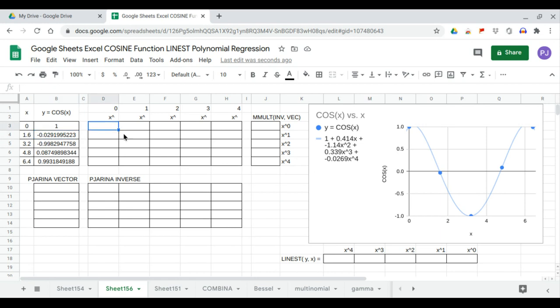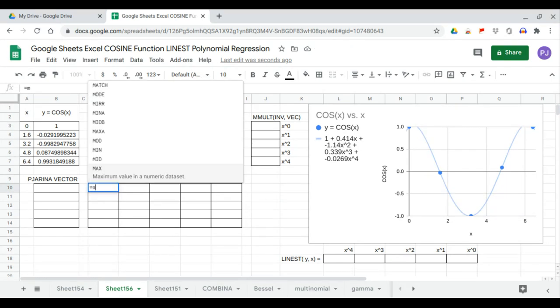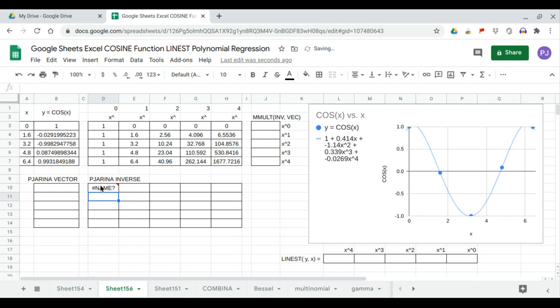Next, we use the matrix solution, which is we begin with the 1 comma x matrix, which is array formula of the x values raised to the power 0 to 4. And we calculate the pseudoinverse, which is equal to minverse of M transpose of the 1 comma x matrix and itself.